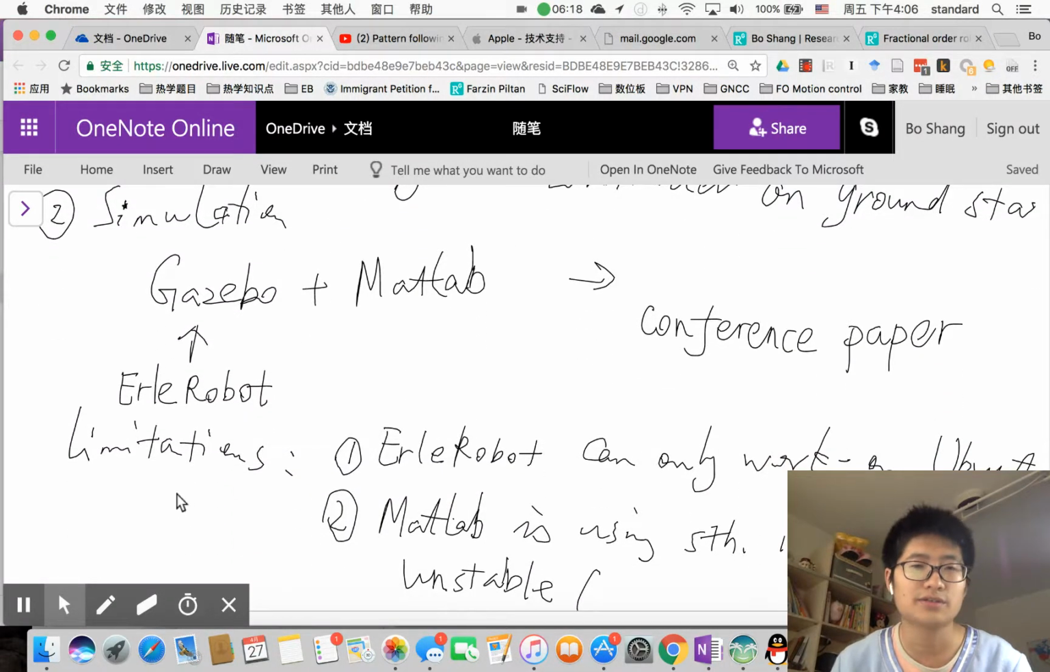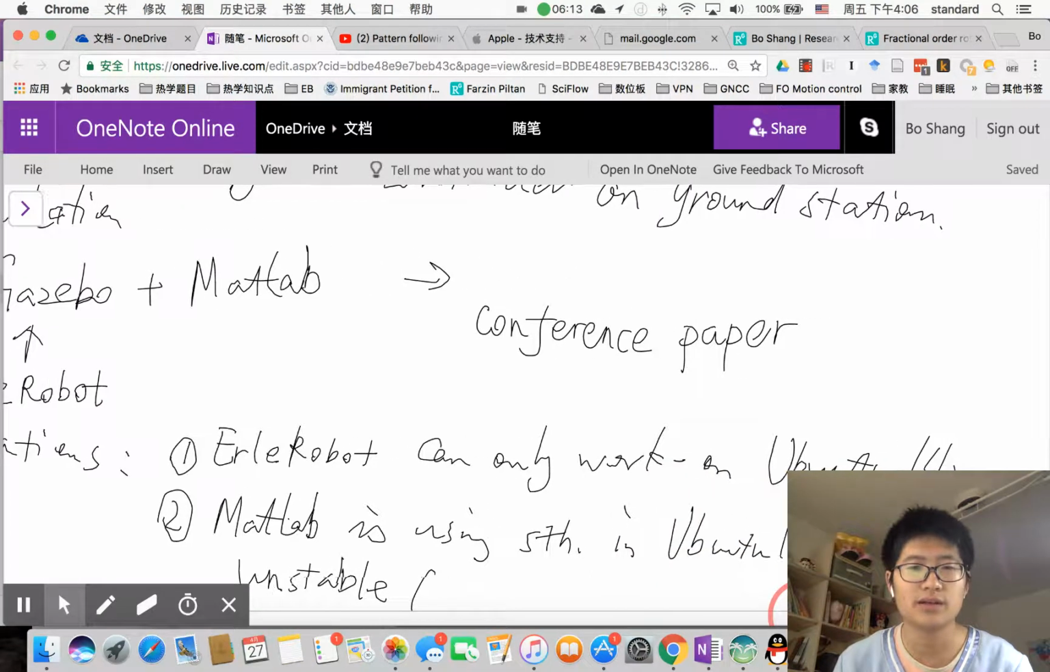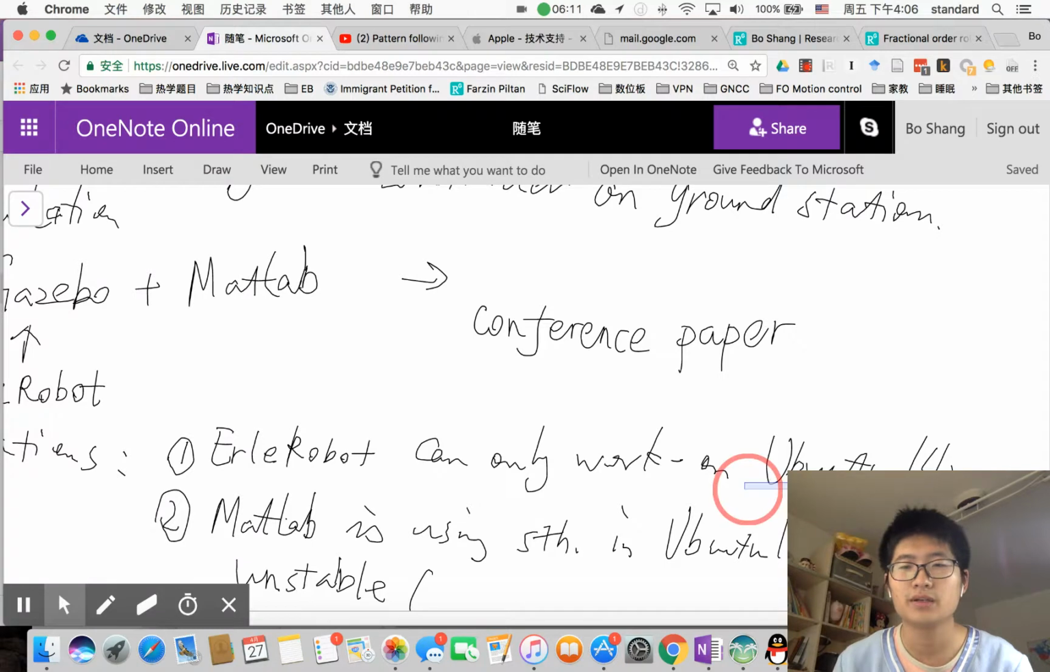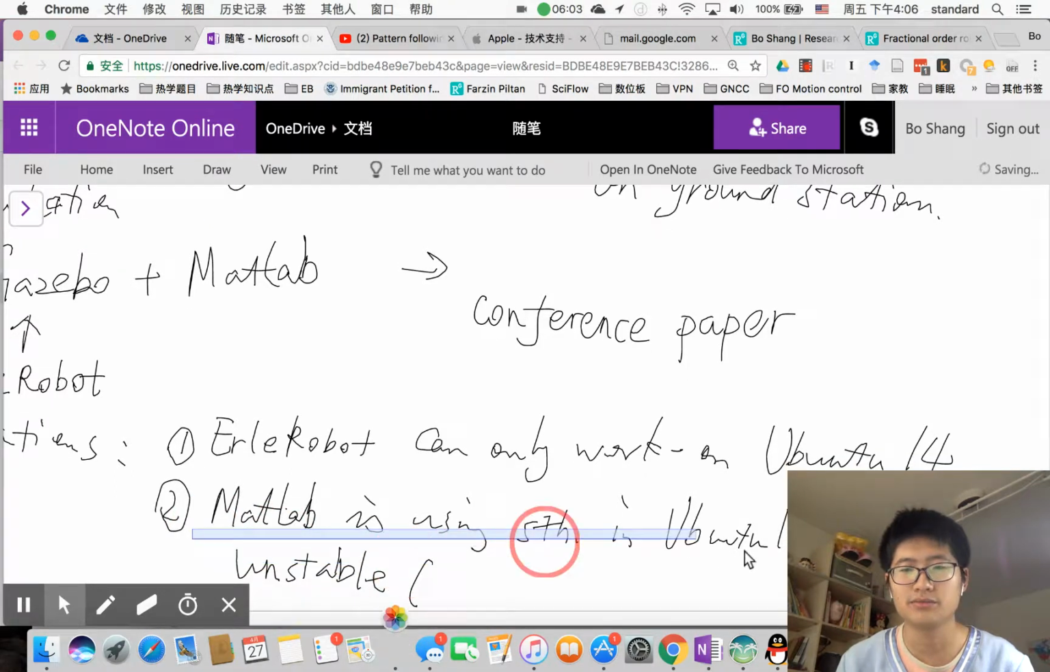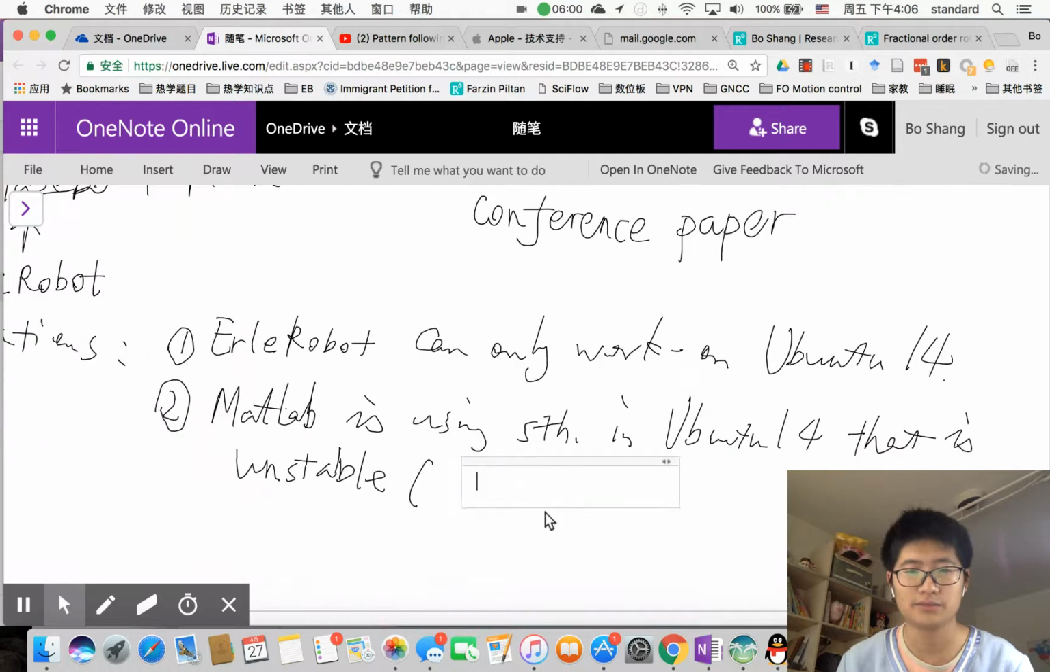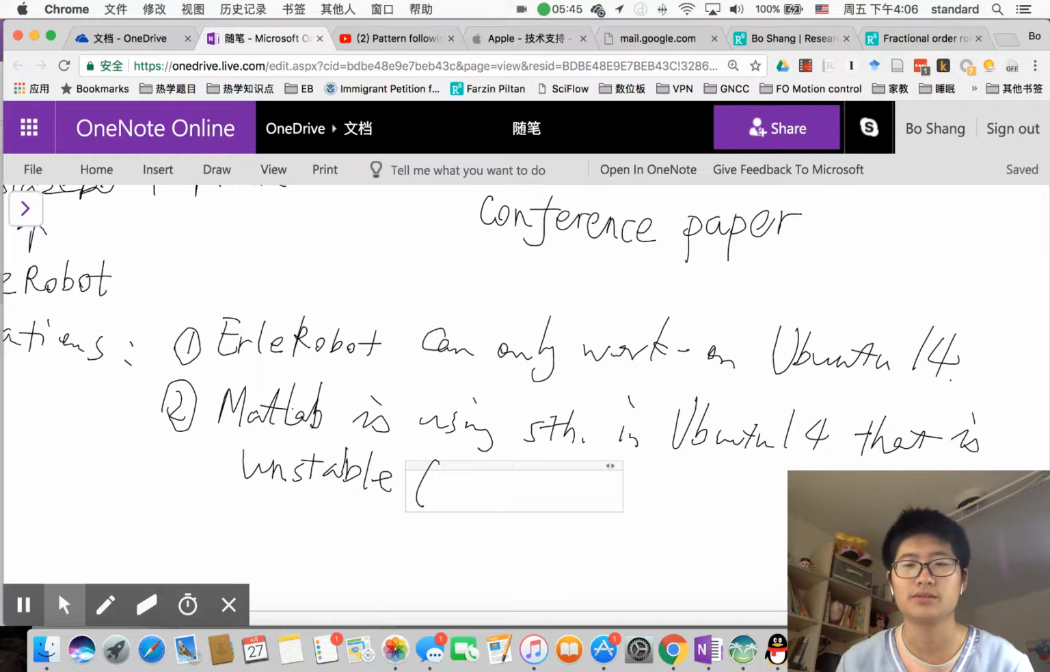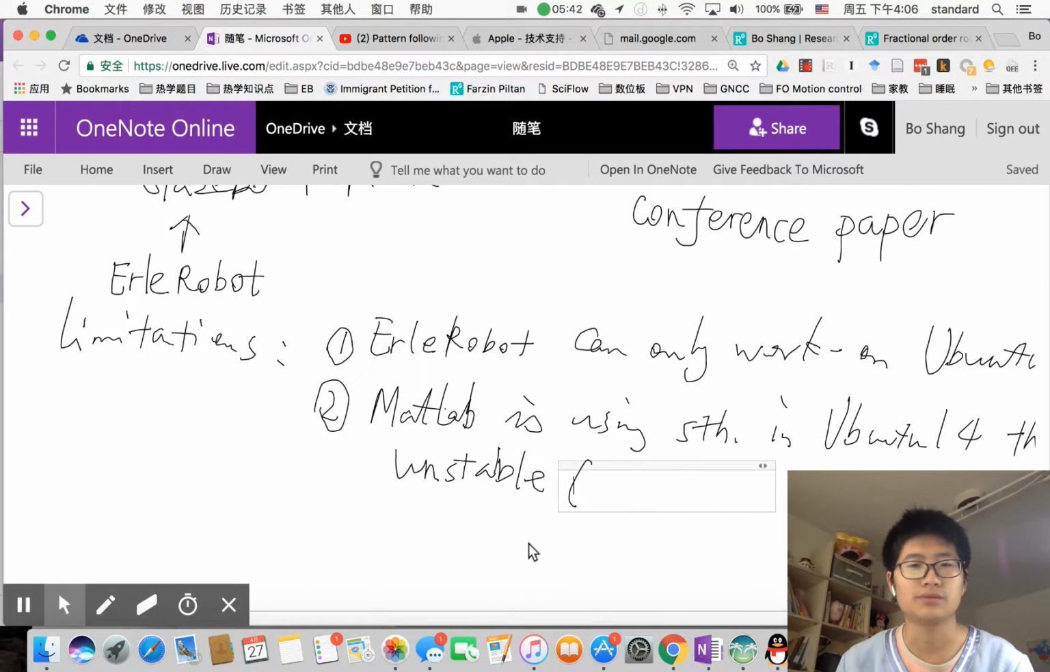And there are also limitations for this platform. That is, ERLE robot can only work on Ubuntu 14. And MATLAB is using something in Ubuntu 14 that is unstable. If we want to solve this problem, we can put MATLAB on another computer that doesn't use Ubuntu 14. And we use the internet connection to connect those two hosts.